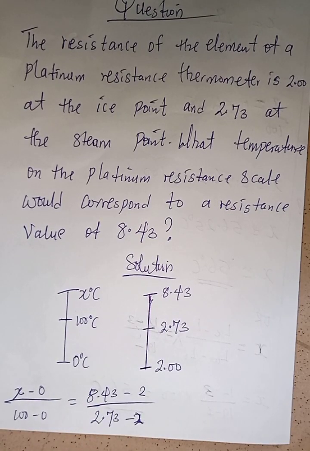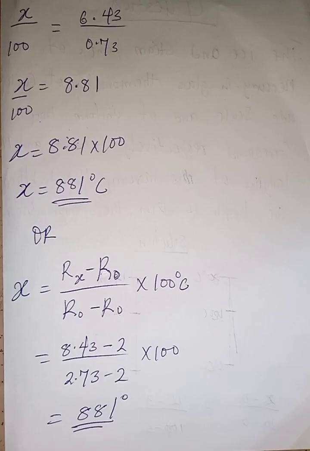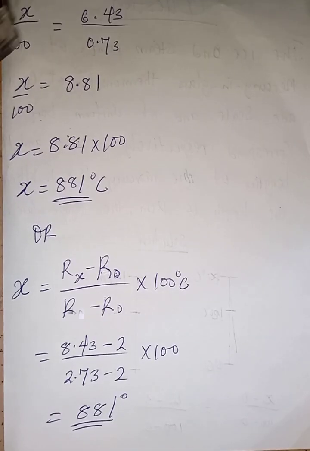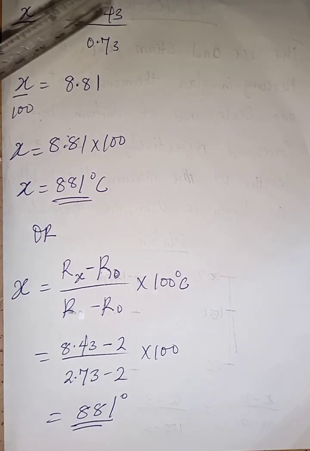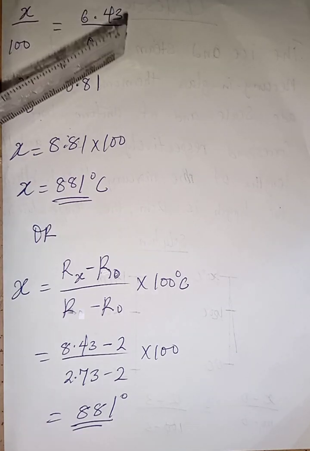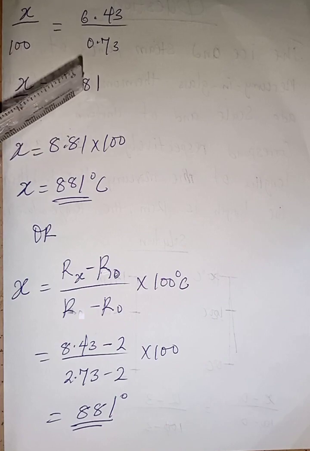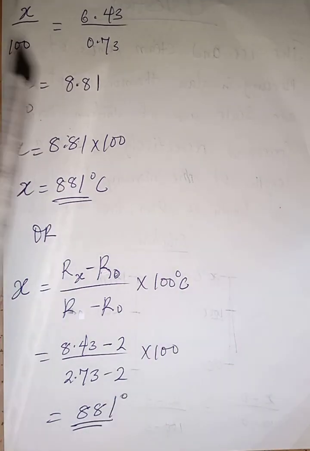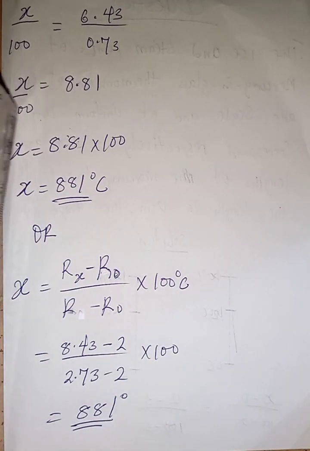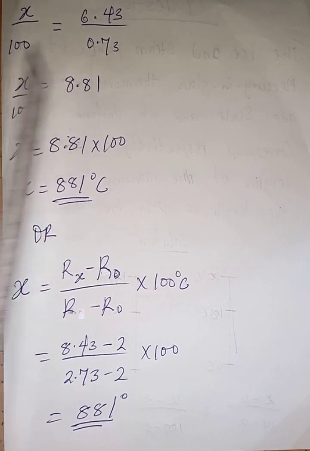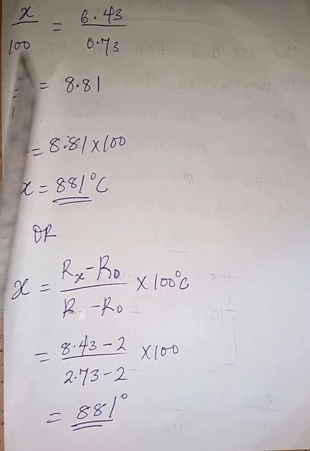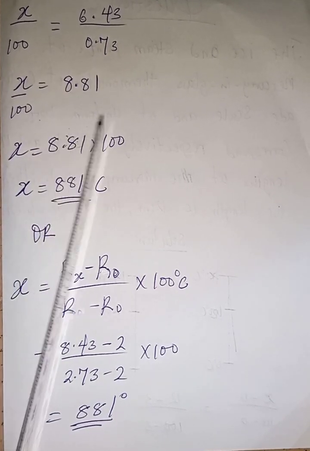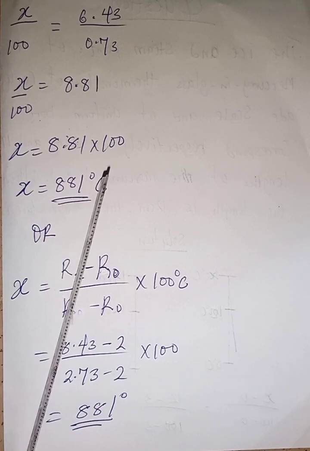So after this, what is going to be x? Now let's try and see what will be x. Alright, you'll be having x over 100 divided by 6.43 over 0.73. So if you revise, you're going to have this. So the next thing, x will be equal to 100 times this. Then you have this. The 100 times this is going to give us 881 degrees Celsius.